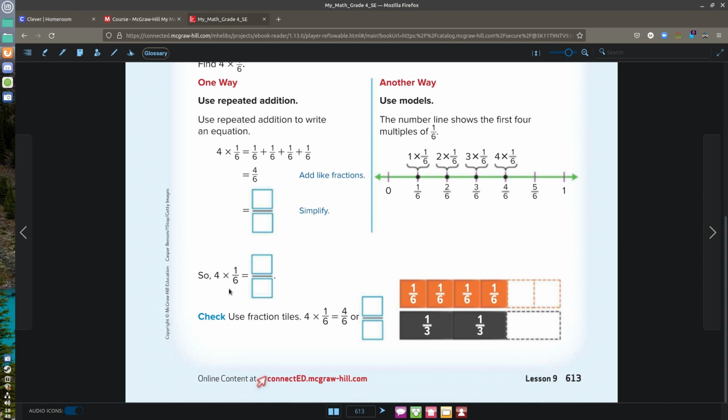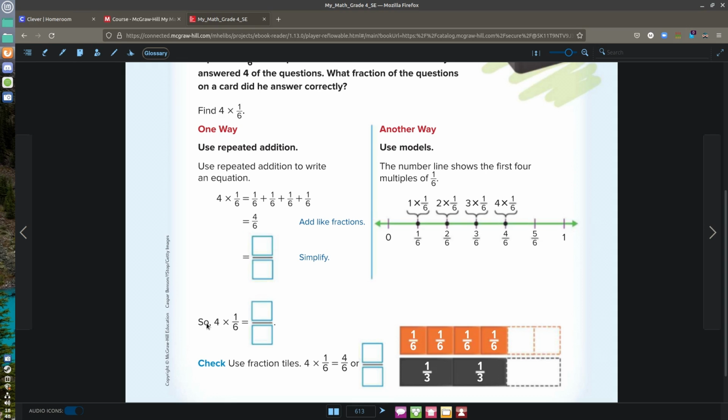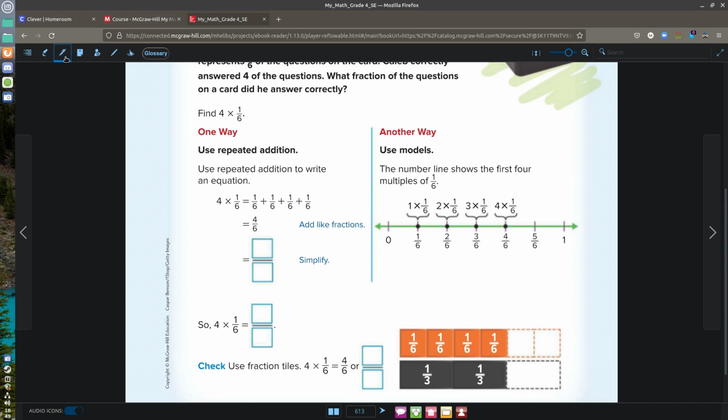But this is an example. So, like yesterday, you're going to do 4 times 1. So either circle that or put a 1 underneath the 4 and multiply straight across. So 4 times 1 is 4. 6 times 1 is 6. So this is a proper fraction, but it needs to be simplified.